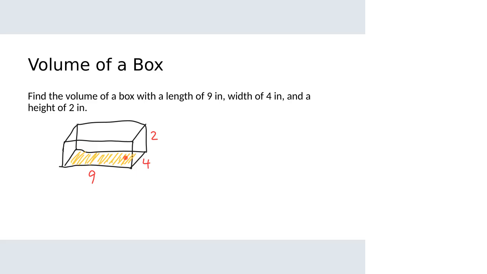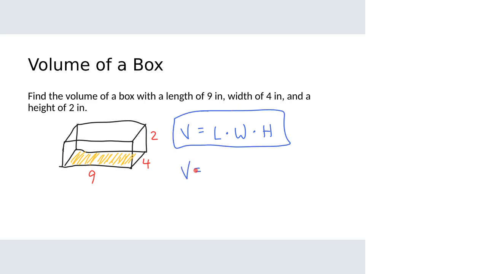Well, if I take this area down here and I multiply by how tall it is, that'll give me the volume. So the volume is really just going to be length multiplied by width. That would give us the area of the bottom. Multiplied by the height gives us the volume of the box. Really easy formula to work with. Length times width times height.